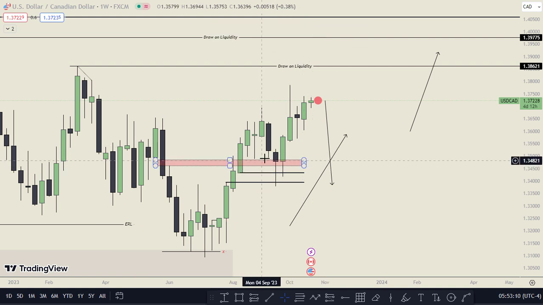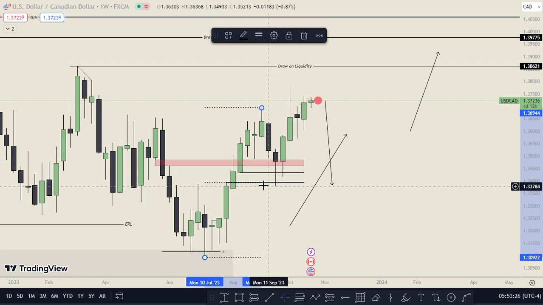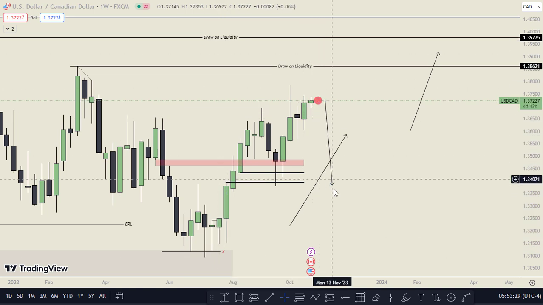2 PD arrays, right? So as you can see, the bodies of the candles stayed within this inverted fair value gap, and the wicks balanced this fair value gap right here. We have also retraced to discount, right? So a move to here is unlikely. Price, I'm not saying that it is impossible, but it is unlikely. We trade with probabilities.